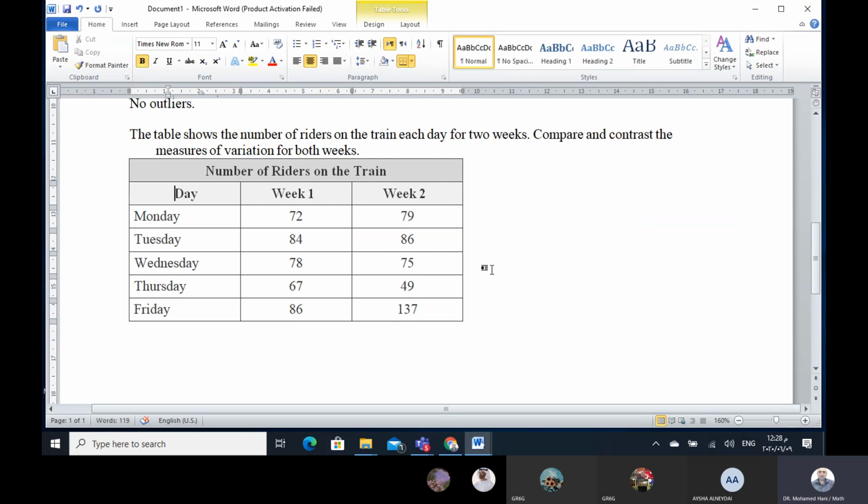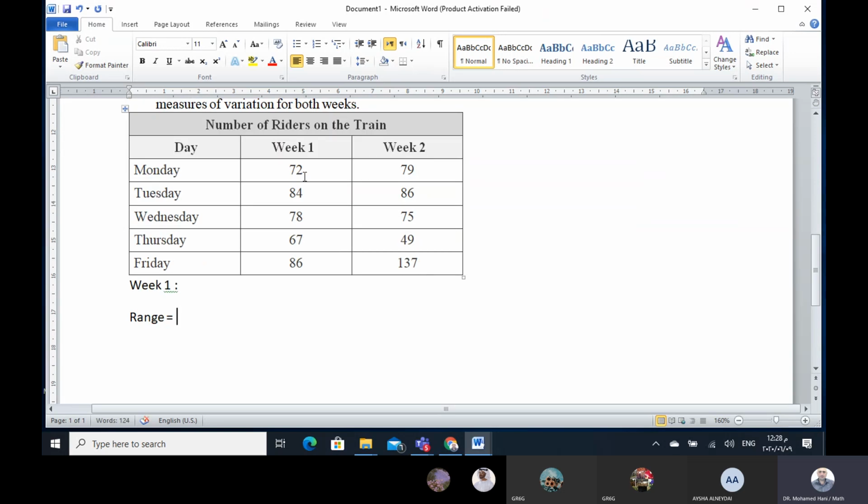Now we will start with week 1. How to find the range? This is week 1. 86 minus 67 will be 19. Okay, this is the range.